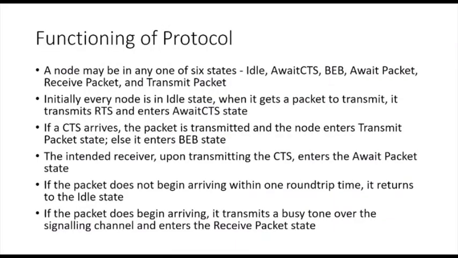In this protocol, the node may be in 7 states: idle, await CTS, binary exponential backoff, await packet, receive packet, and transmit packet. When a node begins receiving a packet, it enters the receive packet state and immediately transmits a busy tone. If the node hears an RTS transmission or noise over the control channel at any time during the period that it is receiving a packet, it transmits a busy tone. This ensures that the neighbor transmitting the RTS will not receive the expected CTS. It also solves the hidden terminal problem.